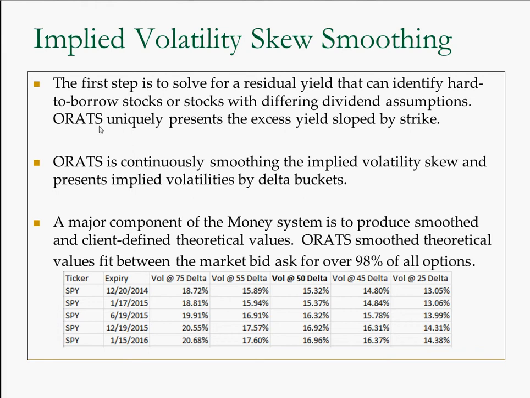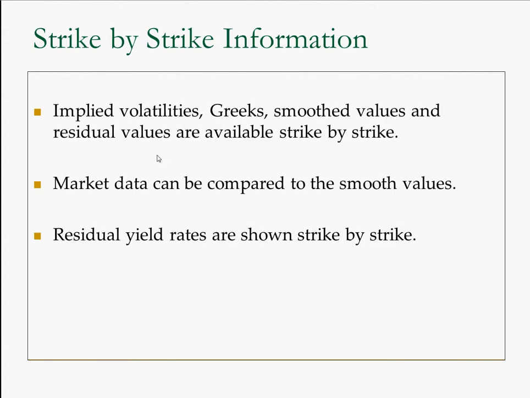And we express these on a strike-by-strike basis and are continuously smoothing the implied volatility skew throughout the day. And it's highly accurate. We get within the market bid ask over 98% of the time, and then we present it in volatility buckets, which we'll get into in a moment. Strike by strike information, as I mentioned earlier, shows the implieds, the Greeks, smooth values, and the residual values, and you could compare the market data.